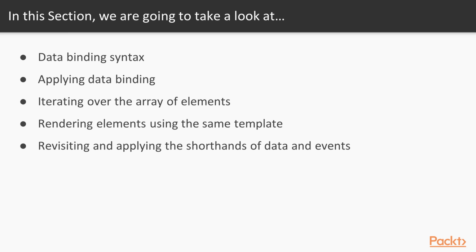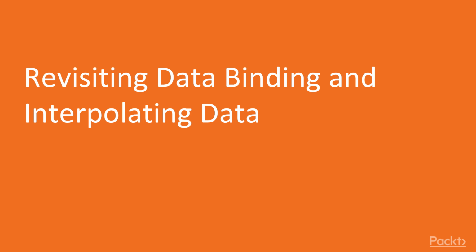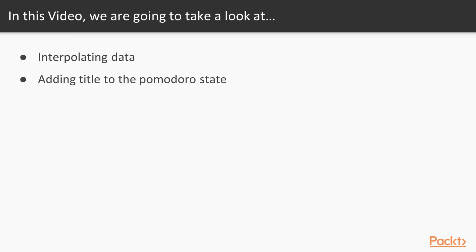Summing it up, in this section, we're going to be revisiting the data binding syntax, applying data binding in our application, iterating over the array of elements and rendering each element using the same template with different data. Revisit and apply the shorthands of data and events binding in our applications. Let's get started with the first video of the section, Revisiting Data Binding and Interpolating Data. In this video, we will interpolate data and add title to the Pomodoro state.